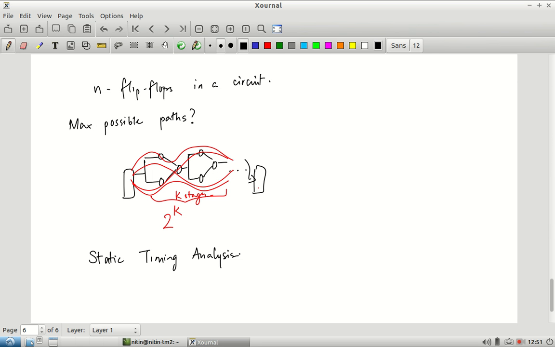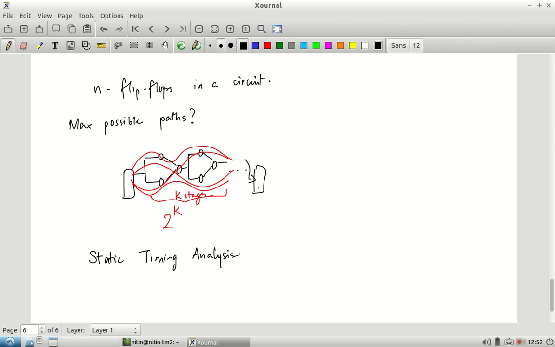We are considering static timing analysis in the sense that we are not actually worried about what are the actual transitions that take place inside the circuit. In other words, we do not care about what is the input that is applied and how it propagates through the circuit, right? What we are saying is I am going to consider worst case delays and propagate that through the circuit under all possible conditions.